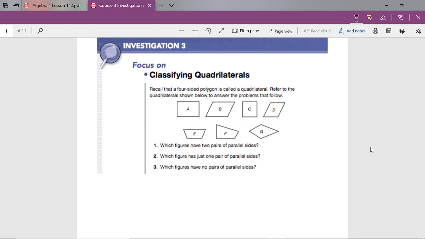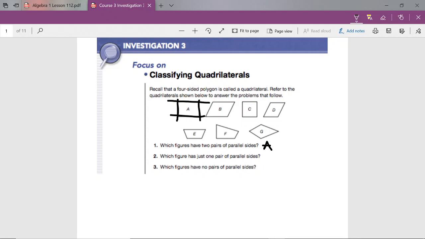Well, remember that parallel sides means that we have sides that are equally far apart forever and ever and ever. For example, with letter A, if I were to look at this side and this side, those are the same distance away, and if I were to continue these lines forever in all directions, they would never ever intersect. So we would consider those parallel. So A has one set, that side and that side, but it also has a second set here and here. Those are also parallel. So we definitely know that figure A has two pairs of parallel sides.